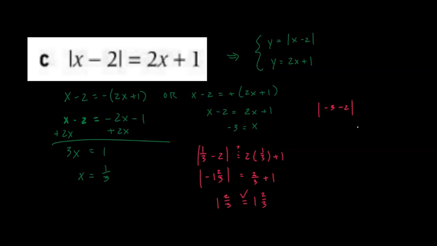Negative 3 minus 2. 2 times negative 3 plus 1. That's going to be negative 5. And negative 6 plus 1. And so we have negative 5 equals negative 5. It doesn't check out. So this one is an extraneous solution.